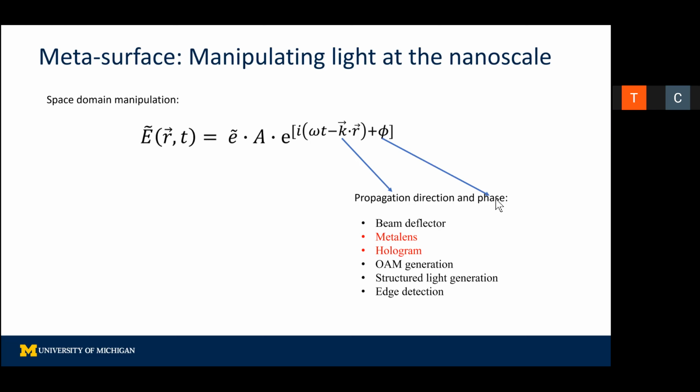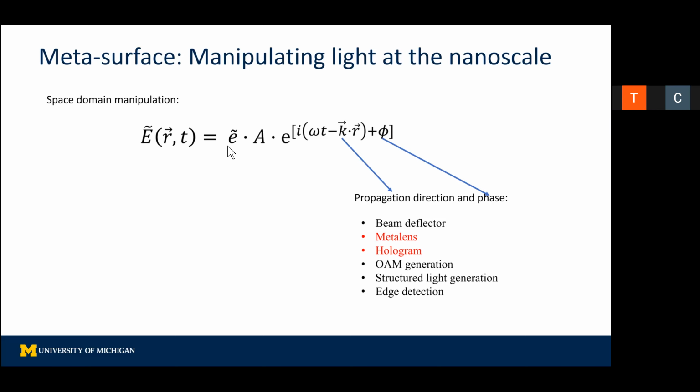And by modulating the phase, what you can do is generate a beam deflector, which means that you can engineer the direction of the light so that it can point to any direction you want. The second is the metalens. I will mention this in detail later. And also you can do this with hologram or angular momentum generation.